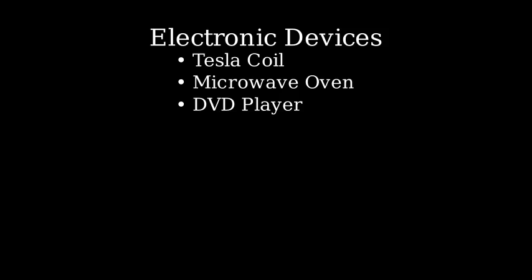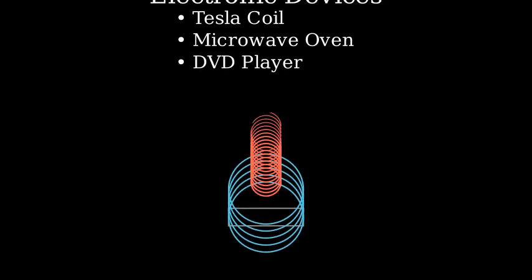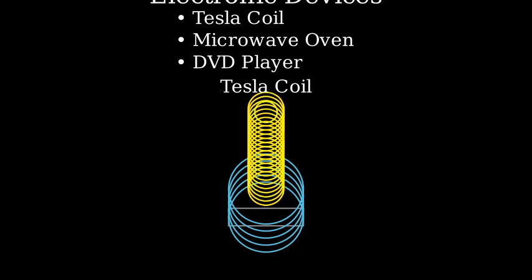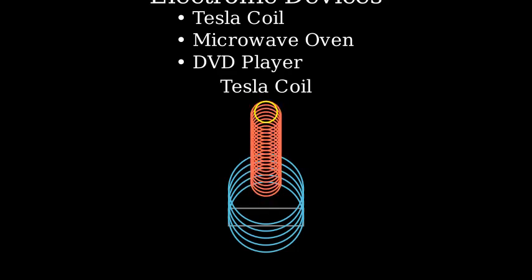First, let's look at the Tesla coil. A Tesla coil consists of two main parts: a primary coil and a secondary coil. The primary coil has fewer turns but thicker wire, while the secondary coil has many more turns of thinner wire. When powered, it creates spectacular electrical discharges through the air.